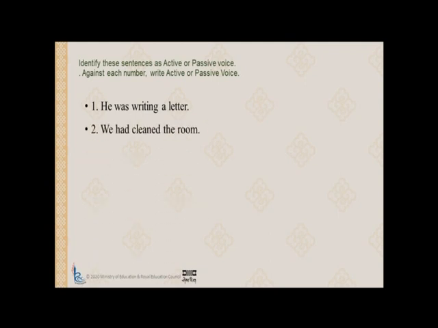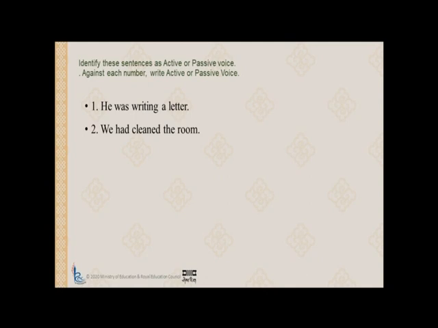Now let's go on with the second example. We had cleaned the room. Mark A if you feel that the sentence is an example of an active voice, and mark P if you feel that the sentence is an example of a passive voice. The third example: the story can be written by you. Now, similarly, mark as I said.